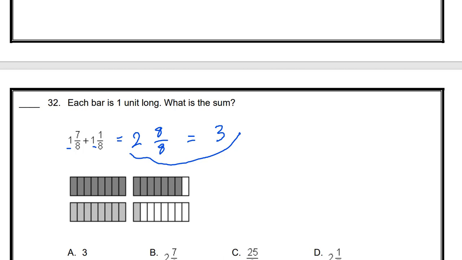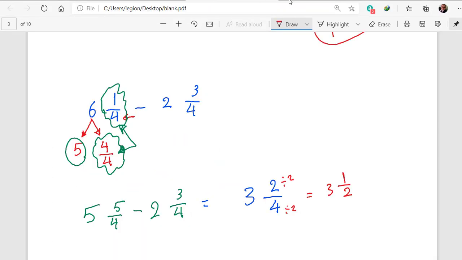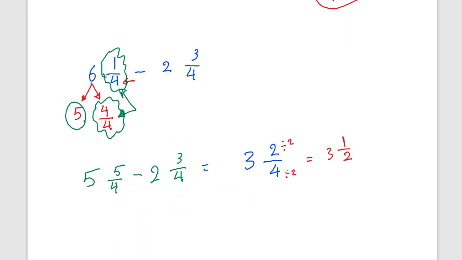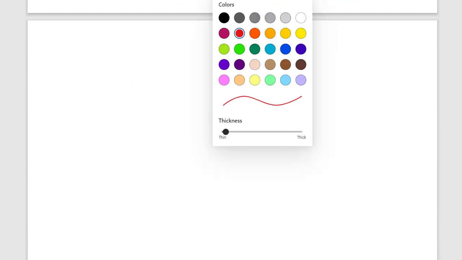Okay, I will go back to this one. And please tell me again, what is the question? 2 and 4/8 minus 3 and 8/8. Yes, again, this is your question? 2 and 4/8 minus 3 and 8/8? Yes.